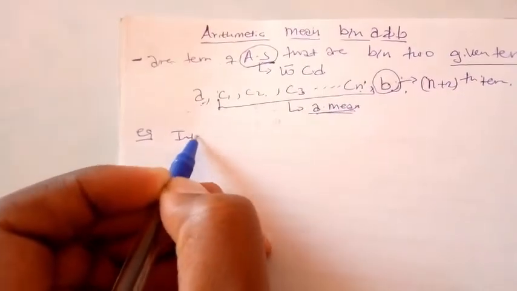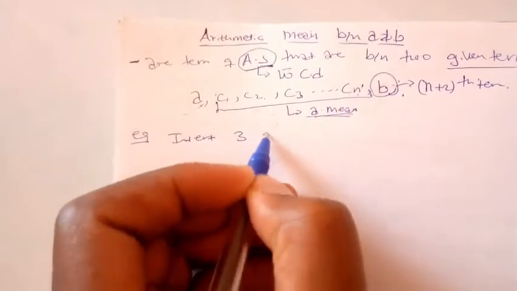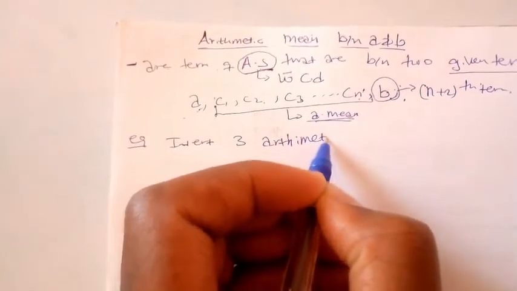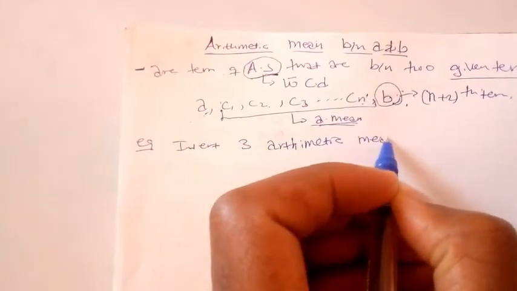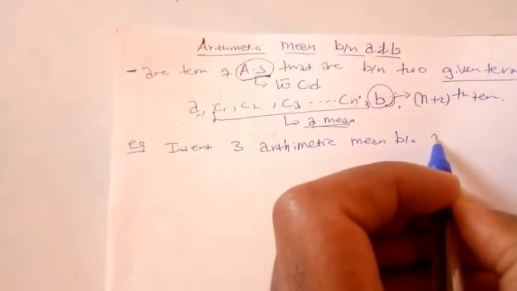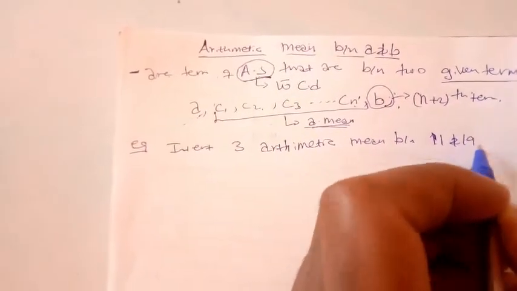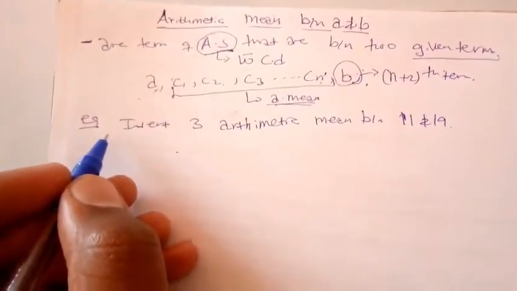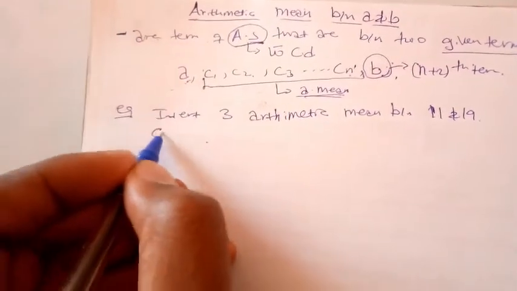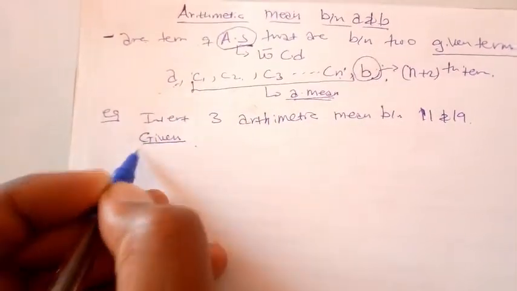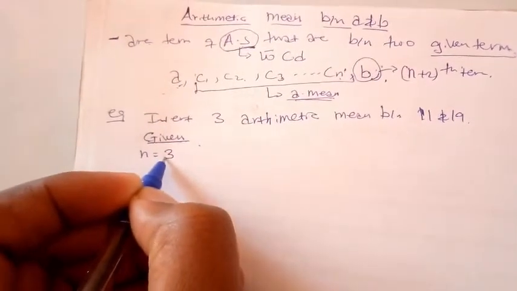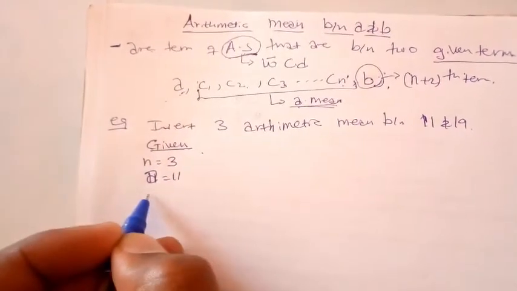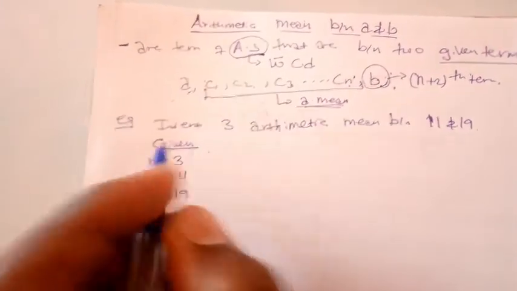So let's take one example. Insert 3 arithmetic mean between 11 and 19. So now first let's list the givens. So given, n is given, that is 3. a is given, that is 11, and b is given, that is 19.